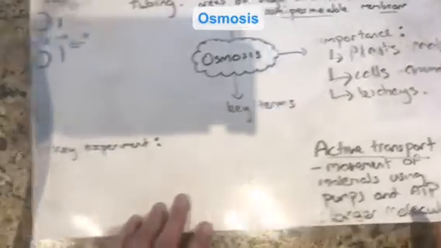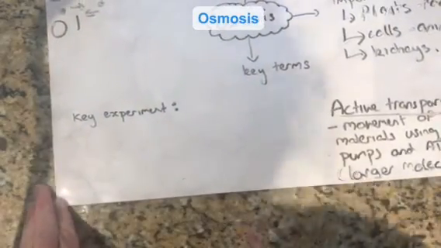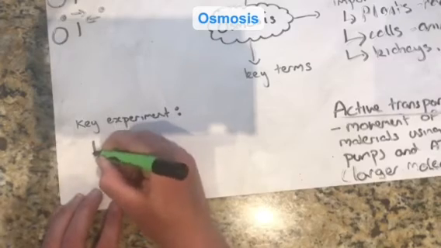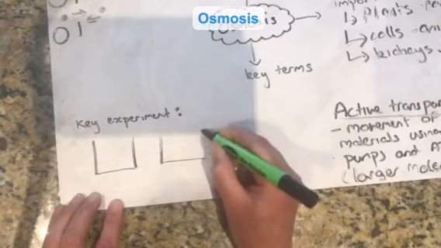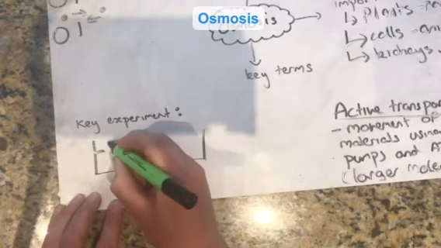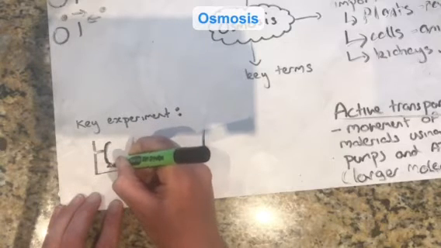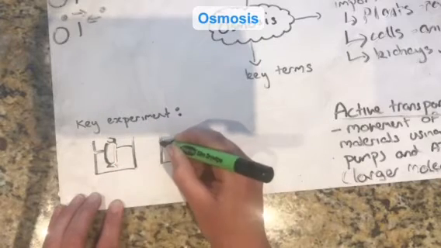Okay. Now the hard thing, or the thing that comes up most often, girls, for osmosis is your key experiment. So your key experiment looks like the following. So we've got 2 beakers, with your visking tubings, which essentially look like little sausages or little sweets. Okay.